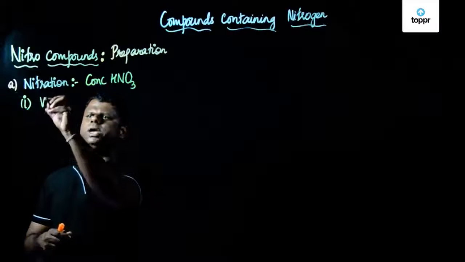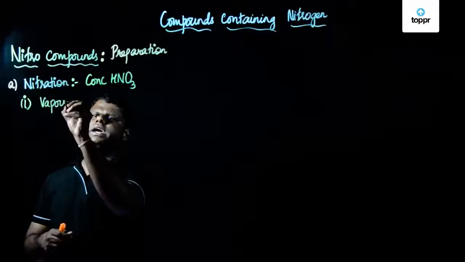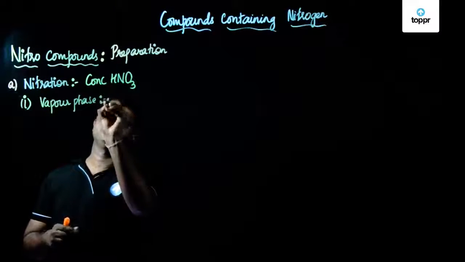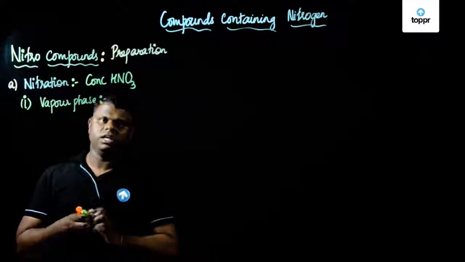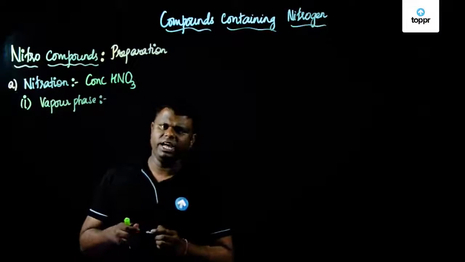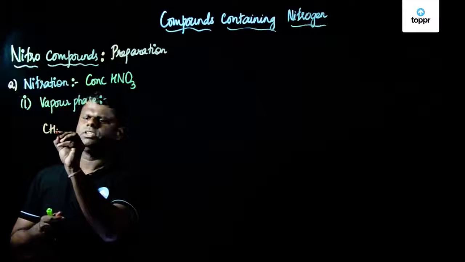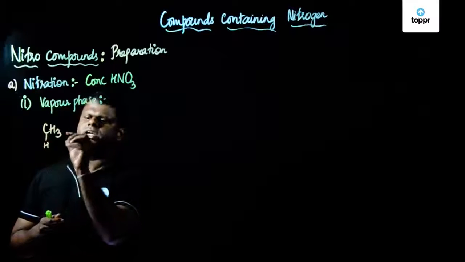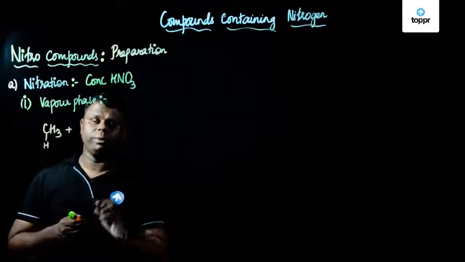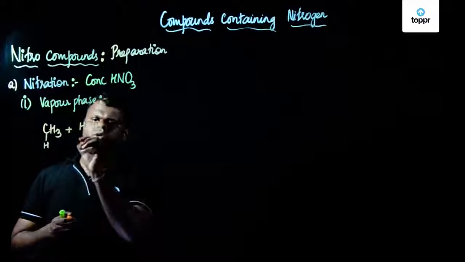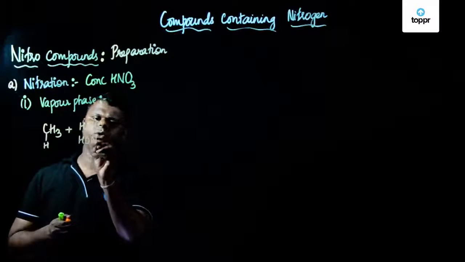First is called vapor phase nitration. Now, what exactly is vapor phase? Vapor phase means this is going to be at a very high temperature. So you take methane, which I am going to write as CH3-H. Methane is treated with vapors of nitric acid. I am going to write HNO3, which I can write as HONO2.